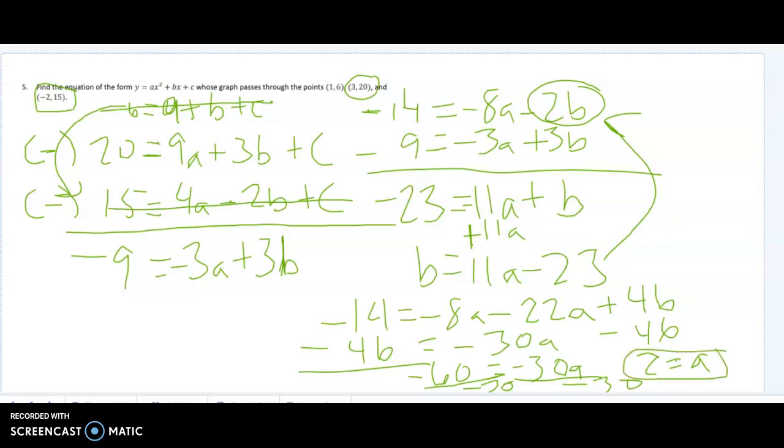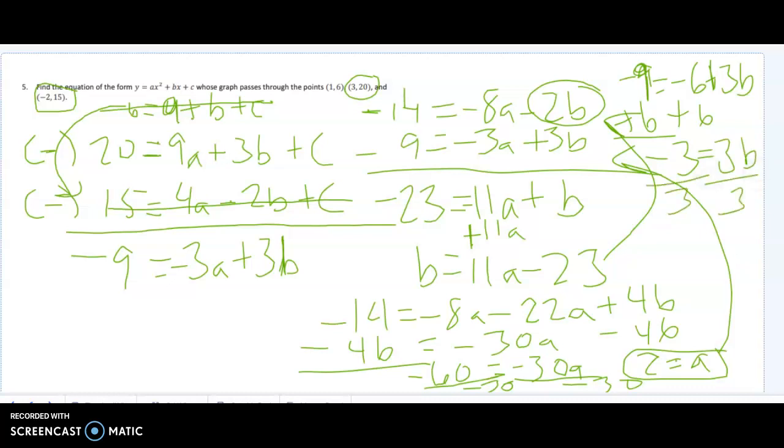All right, so I've got a. Now let's plug a back into this one. Negative 9 equals 2 times negative 3, which is negative 6, plus 3b. Add 6, that's negative 3 equals 3b. Divide by 3, b equals negative 1.